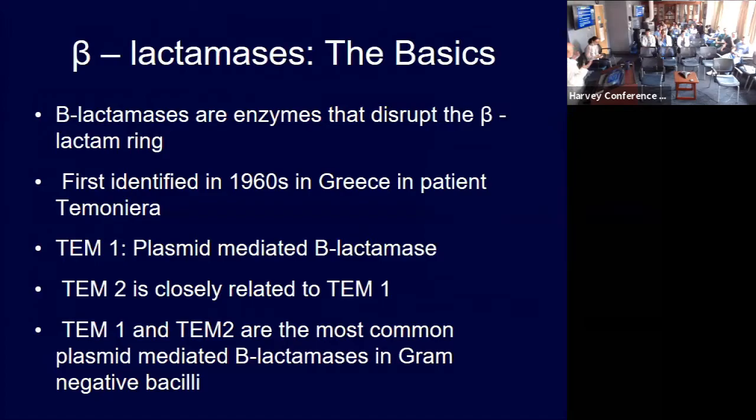Just when we look at beta-lactamases, that's what they do. They're going after that beta-lactam ring. It's basically an enzyme produced by gram-negative bacteria that are breaking up the beta-lactam ring. And the initial beta-lactamases were described in a Greek patient, and basically the first beta-lactamases, TEM-1 and TEM-2, were named after this Greek patient where they were first identified.